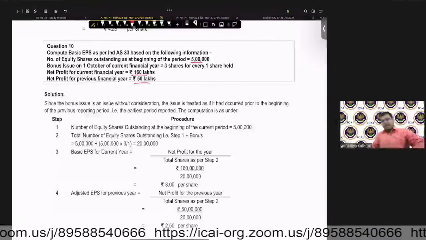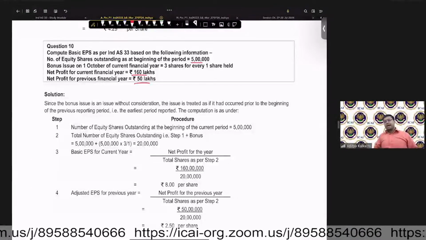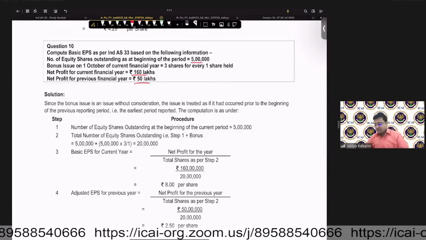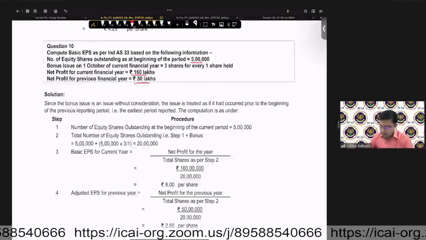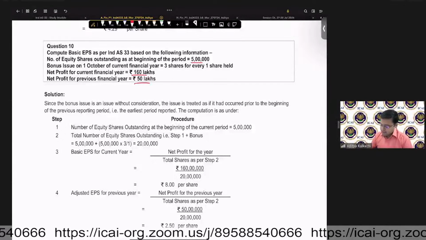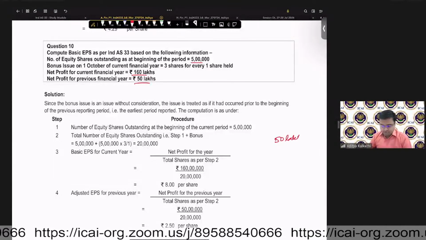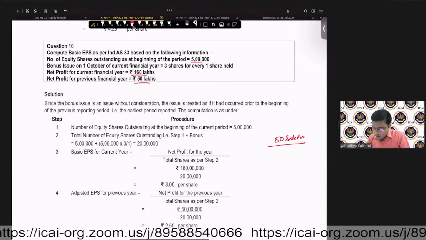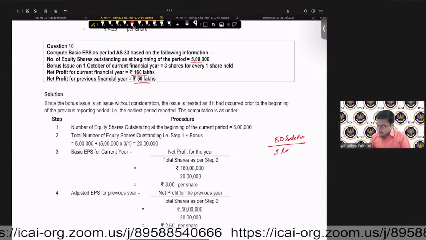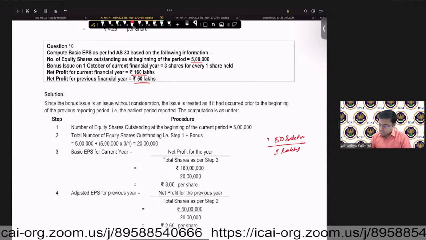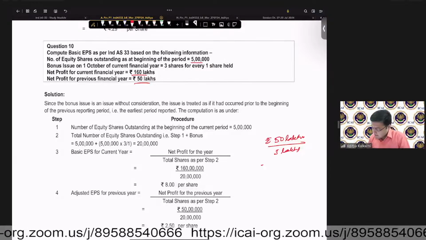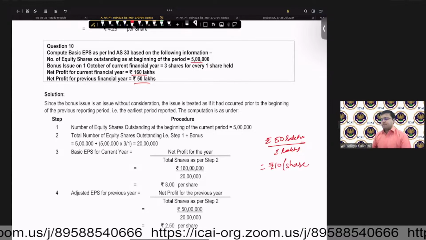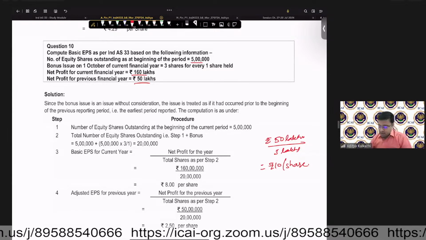If the standard guidance was not there, how would I have done the working? Well, I would say previous financial year 50 lakhs divided by how many shares did I have? 5 lakhs. So that would be rupees 10 per share.